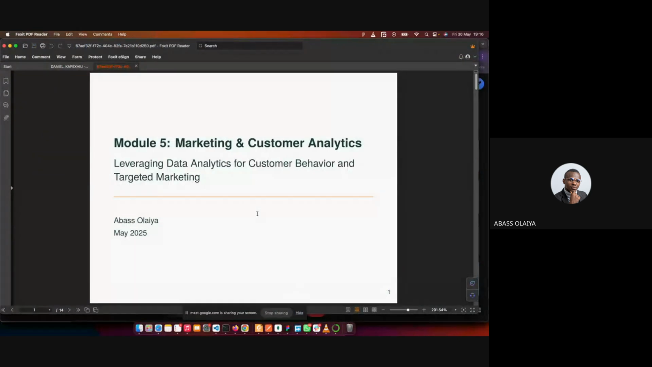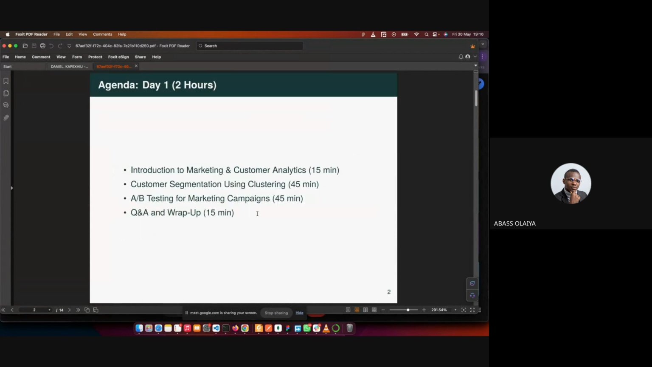Let me just do a recap of what I've done so far. We are doing marketing and clustering analytics. We are leveraging data analytics and customer behavior for targeted marketing. My name is Abasolaya. You've already heard all those things. So today we are doing an introduction to marketing and customer analytics, customer segmentation using clustering, A/B testing and marketing campaigns, question and answer, and we wrap up.